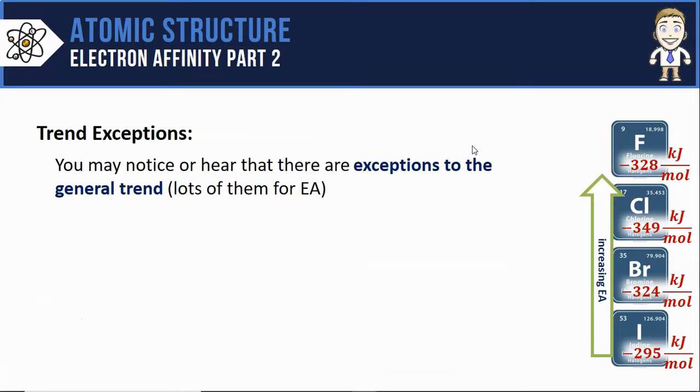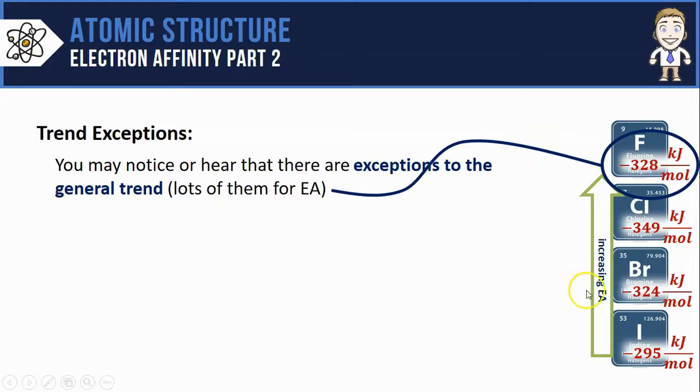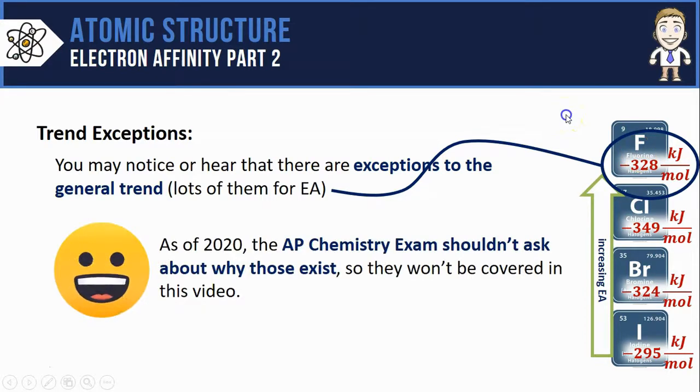Just like always in chemistry, you may notice or hear that there are exceptions to this general trend, and for electron affinity, there's lots of them. We can see that here where there's an increase from iodine to bromine to chlorine, but then a slight decrease down to fluorine's -328. The good news is that as of 2020, the AP Chem exam shouldn't ask you why these differences exist, so they won't be covered in this video.